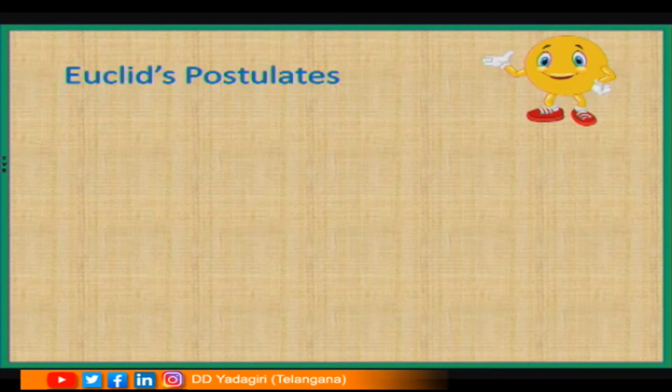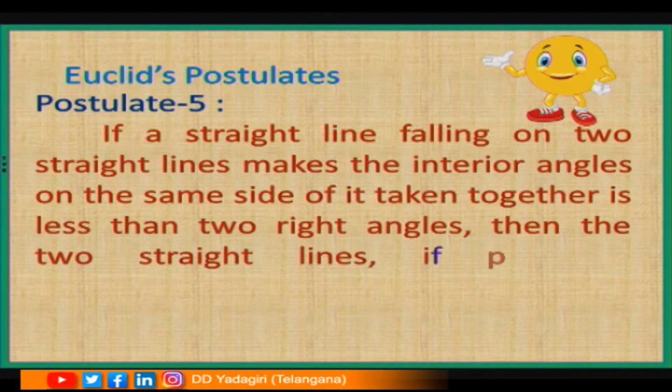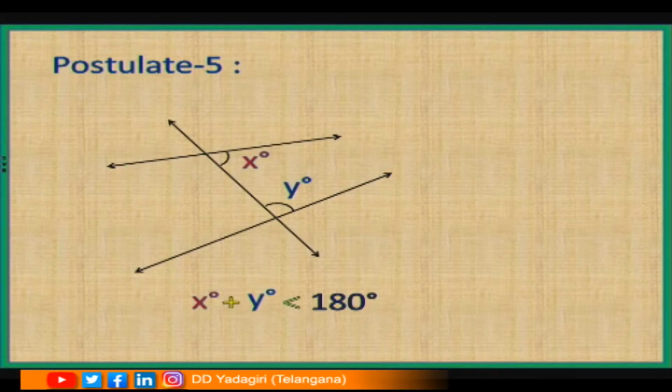The fifth one we are going to discuss is postulate 5. It is one of the prominent postulates of Euclid. If a straight line falling on two straight lines makes the interior angles on the same side of it, taken together, less than two right angles, then the two straight lines, if produced infinitely, meet on that side on which the sum of the angles is less than two right angles. Now, let us see how it is happening and why he has proposed this. Let us see the diagram here. Are you able to see the diagram?